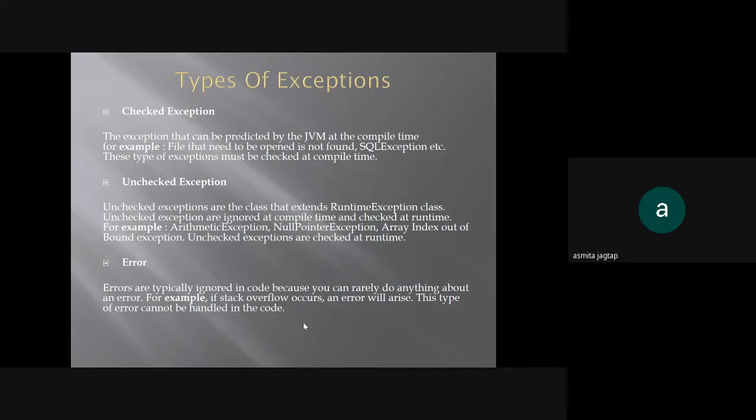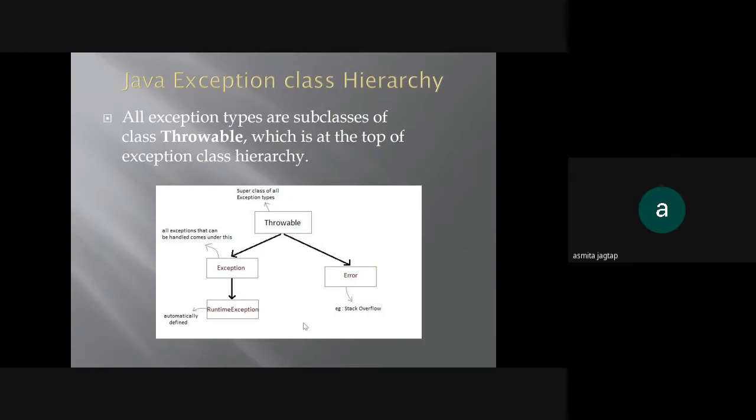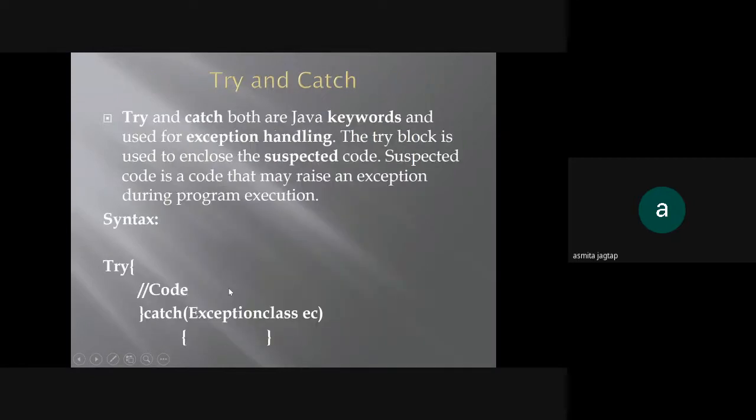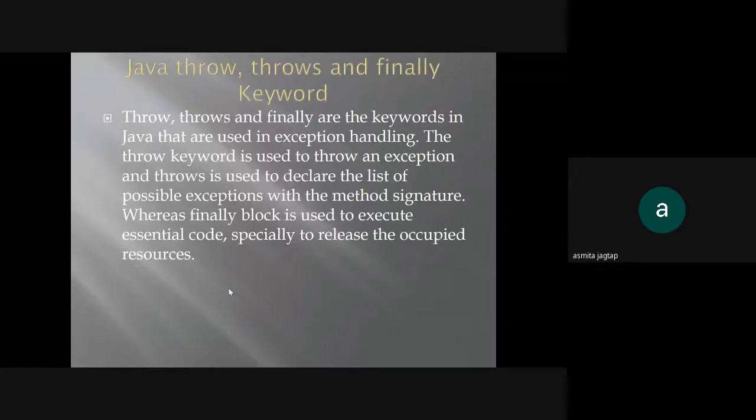Errors we can't handle. These are one of the types of exception, but we can't do anything with an error. So Throwable is the main superclass, and exceptions and error extend it. So always go with try and catch. Always write your code between try and catch. When you are programming in Java, it is best practice to always go with try catch. Then three words are there: throw, throws, and finally.